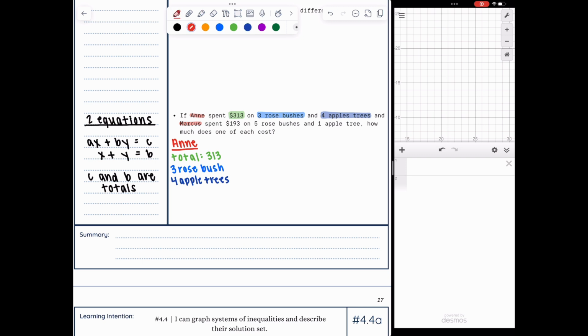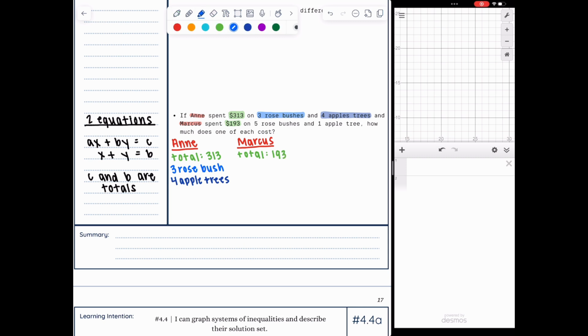The next part of this question, though, mentions Marcus. So this is a little bit different. It looks like in this word problem, we're going to be comparing 2 people. We've got what Anne bought and then what Marcus bought. So let's make a list here. We know what Anne bought and we know how much she spent. We know that Marcus spent $193. So Anne's total was $313 and Marcus's total is $193. So that gives us a place to start thinking about what this question would be asking us.